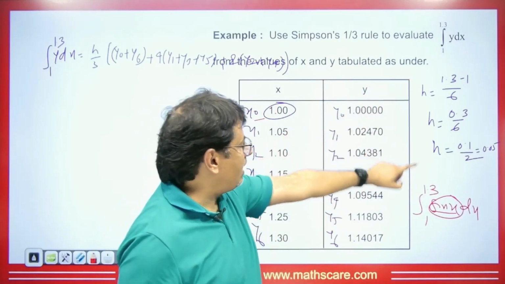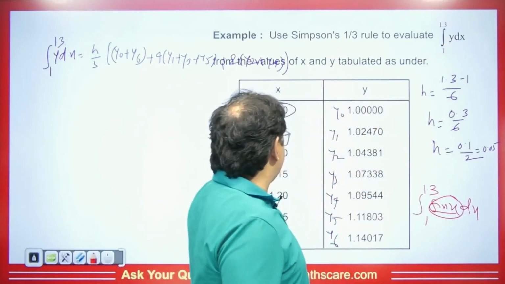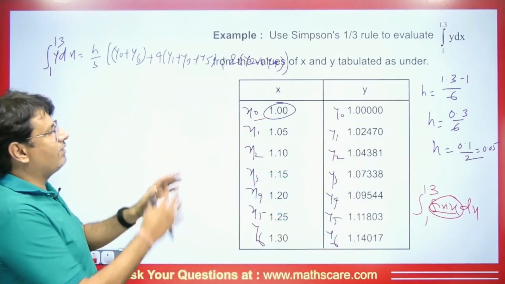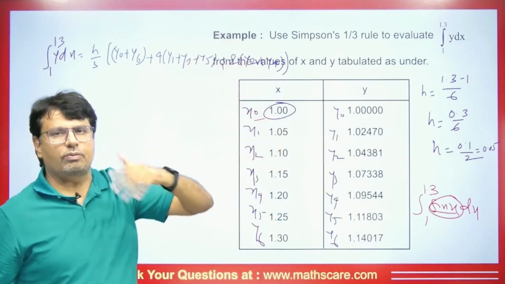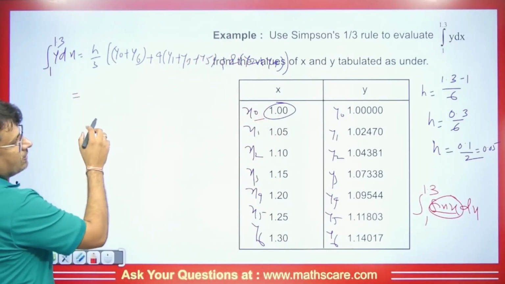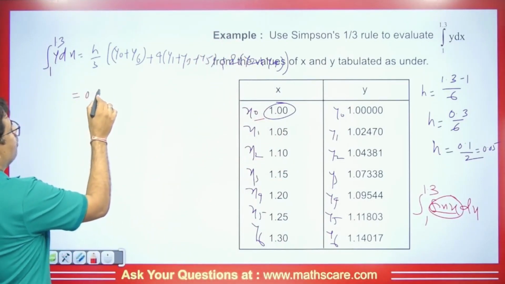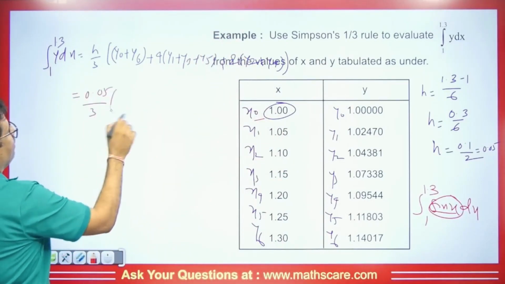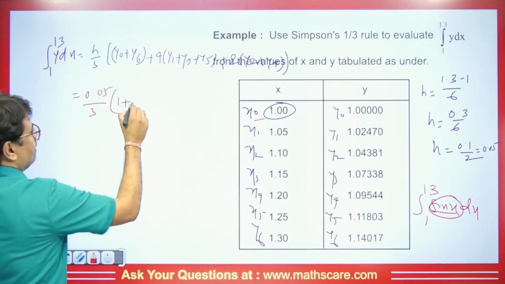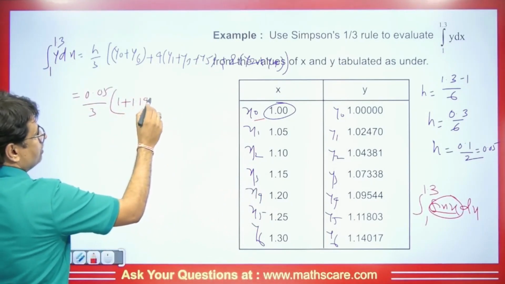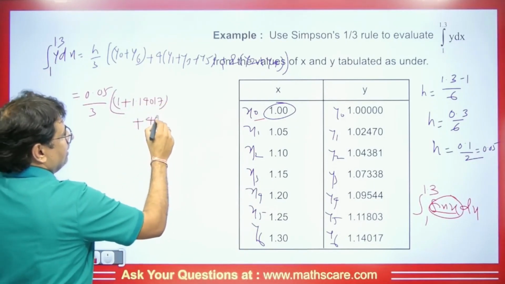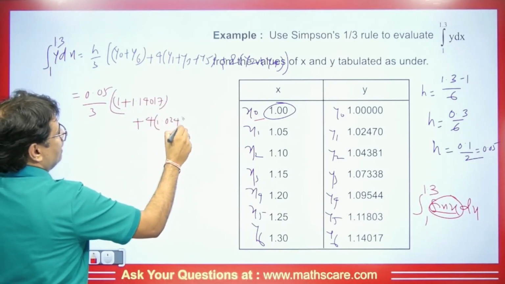We have y dx here, and if there was any function written, then this value of x0 would be placed in the function, but we are not asked to do that. We already have the table, so we just have to calculate the answer. Furthermore, the value of h will be 0.05 divided by 3 and y is 0. Now, let's move ahead. And y0 is 1 plus y6, which is 1.14017 plus 4 into y1, which gives the value 1.0247. I hope this is clear to you students, right?